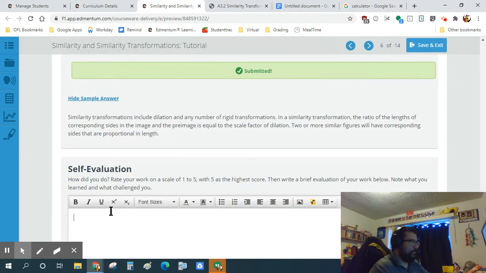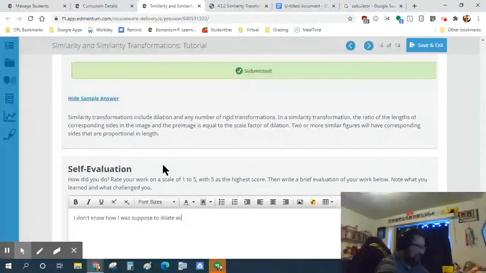And then write down what you guys were having trouble with, if anything. I would honestly, had I not known what all this was, so I imagine it'd be hard for you, I would just write something like, I don't know how I was supposed to dilate without knowing the idea of ratios.